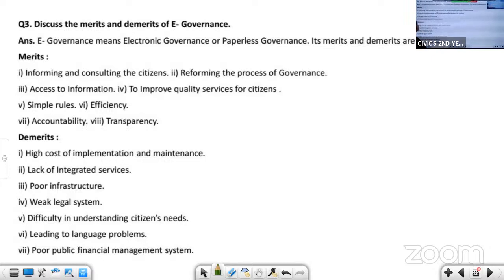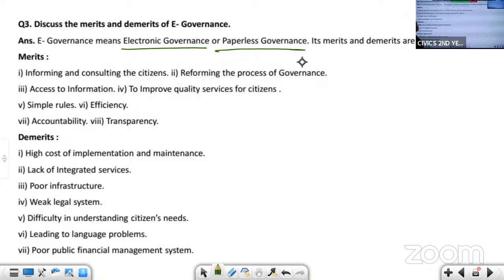Then let us now discuss the merits and demerits of e-governance. So what is e-governance? At the beginning itself, I told you, e-governance means electronic governance or paperless governance. Here the government is not using paper. It is using internet-based services, electronic media for governing. What is governance? I told you, governance is the act of governing.